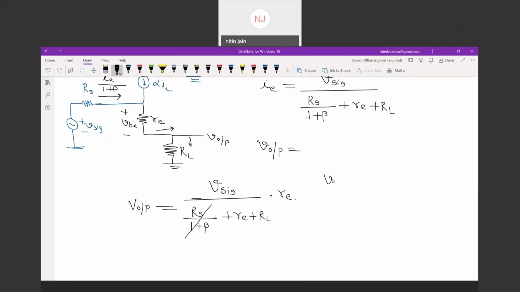So you can say V output divided by V input is equivalent to RE divided by RE plus RL, which is less than or equal to 1. If RE is high, then you can say it is approximately 1. That's why V output is approximately equivalent to V input. So you can say V output is approximately equivalent to V input. That's why this stage is known as the voltage follower stage.